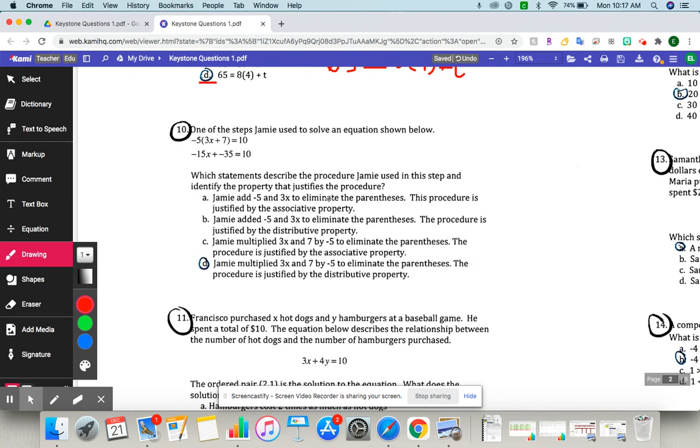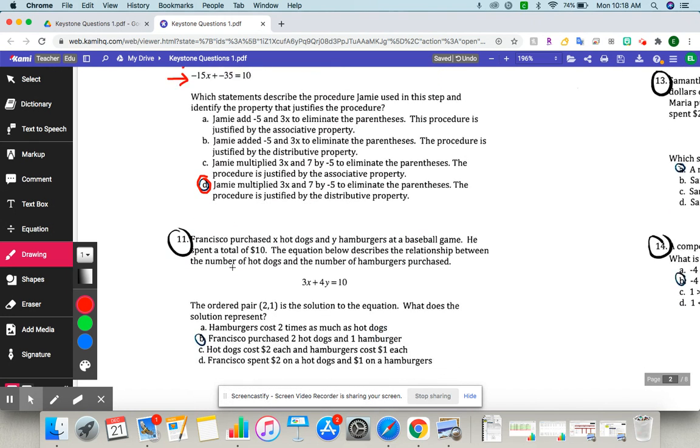In number 10, one of the steps Jamie used to solve an equation is shown below. Notice we started with this equation, and then she applied something to end up with this. Hopefully you recognize that she distributed the -5 to get -15x and -35. Therefore, we would say she multiplied 3x and 7 by -5, and this is justified by the distributive property.